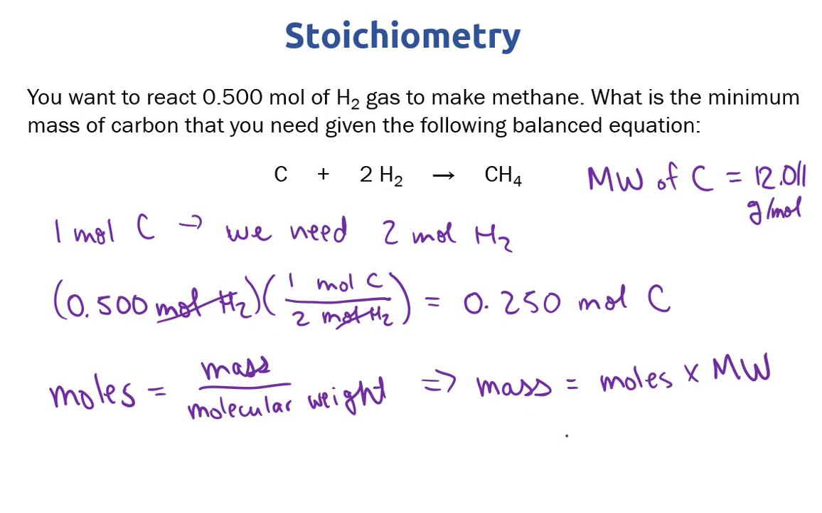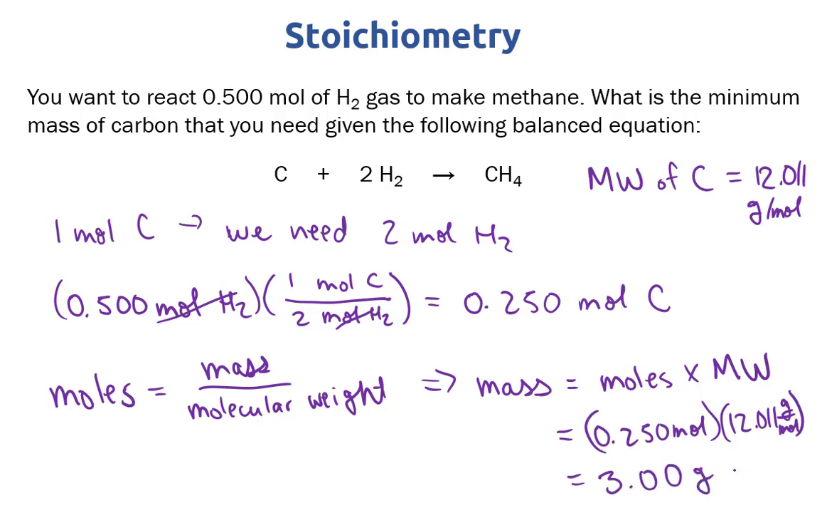Then we can plug in the moles, 0.250. The molecular weight is 12.011 grams per mole. And that works out to give us 3.00 grams of carbon. And there you have it. What we did was we said we need this much carbon to react with hydrogen, and then we converted that amount from moles into mass.